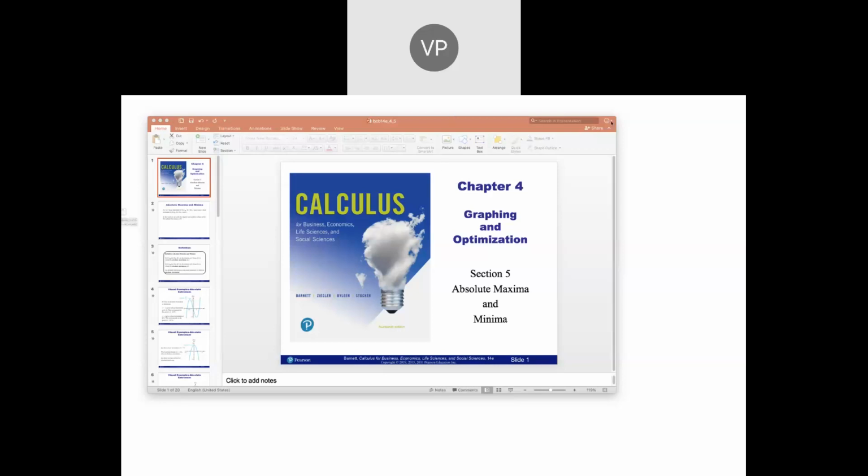All right, for today, this section, I should say, is actually, I think, a little bit easier than some of the ones we've had, so hopefully it'll give you a little time to catch up. We're talking about absolute maximum and minimum.